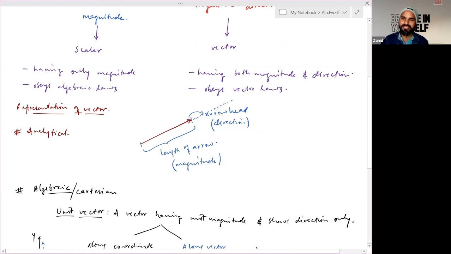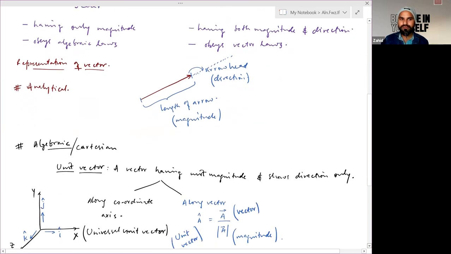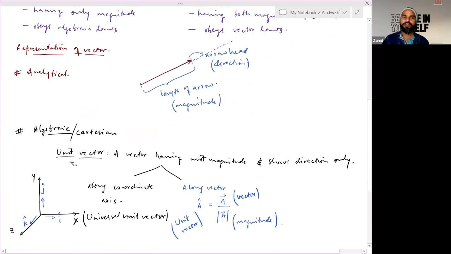We may represent any vector in component form, or we can say Cartesian form, for which we first define what we mean by unit vector. A vector having unit magnitude and showing direction only is termed a unit vector. Now we may divide unit vectors into two different parts. One, a unit vector which shows direction along coordinate axes, that is x-axis, y-axis, z-axis. It will be termed a universal unit vector.